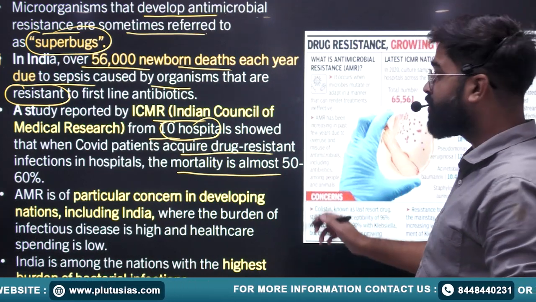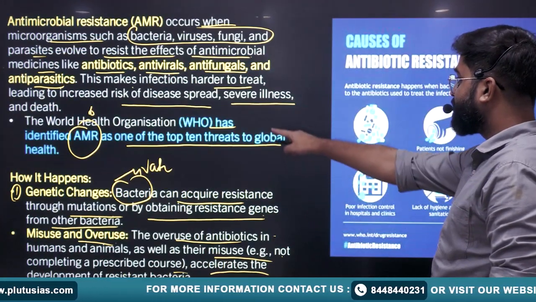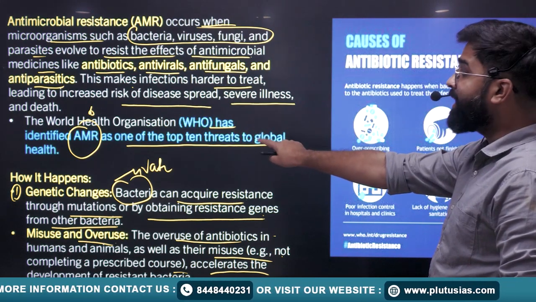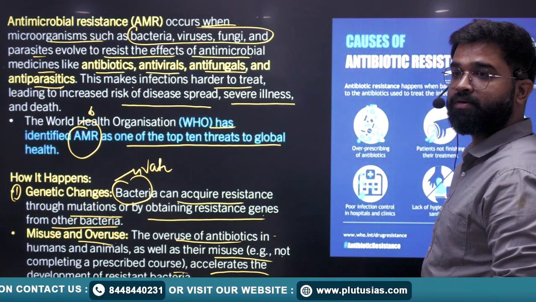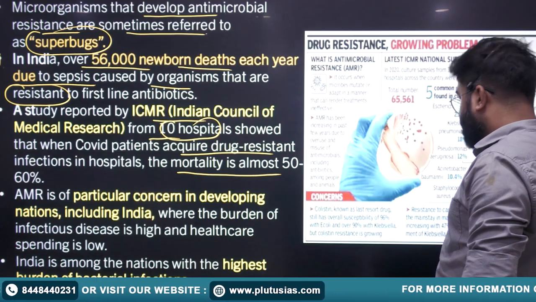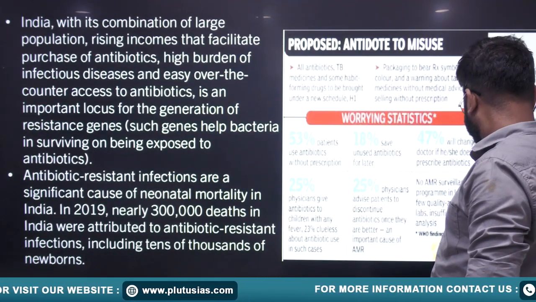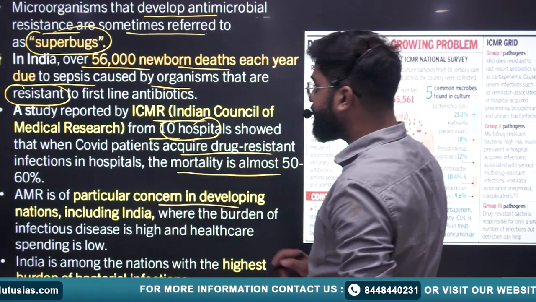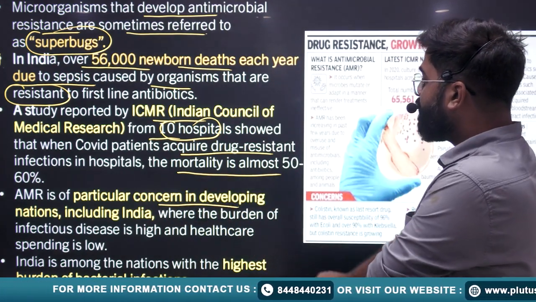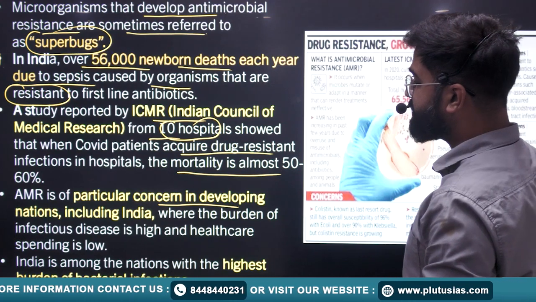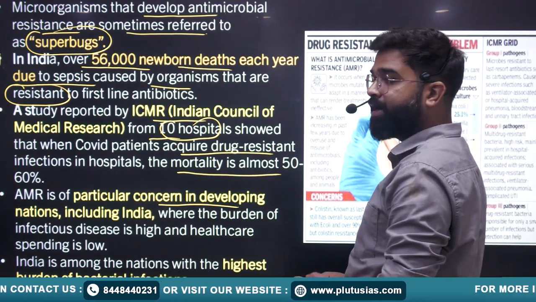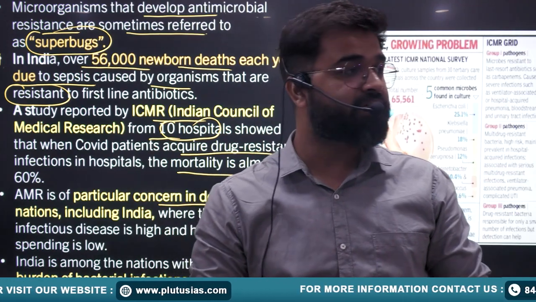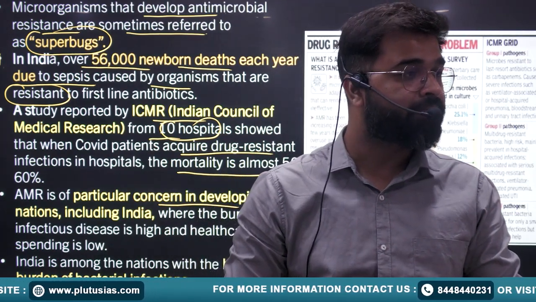That is why, what did WHO say? That WHO identified AMR as one of the top 10 threats to global health. Yes. Next. What else is there? AMR is a particular concern in developing nations including India, where the burden of infectious disease is high and healthcare spending is low. Infectious disease, you can see. Infectious disease is endemic to India.